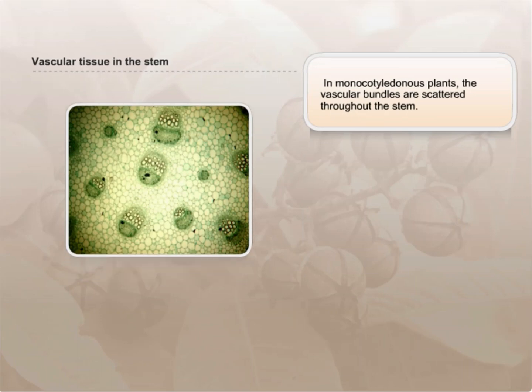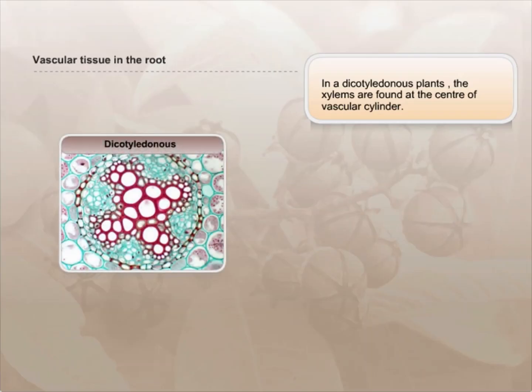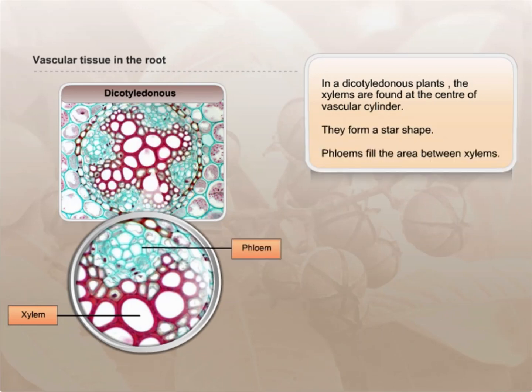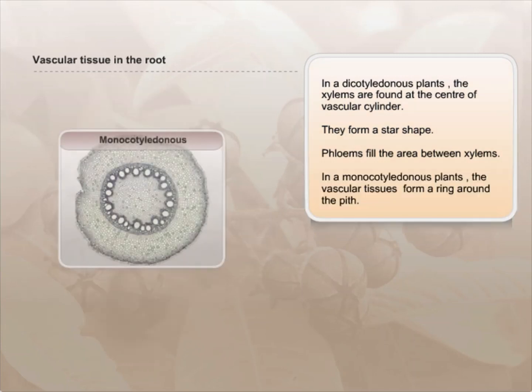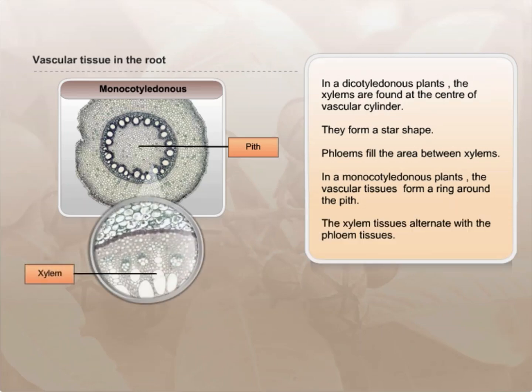In monocotyledonous plants, the vascular bundles are scattered throughout the stem. In dicotyledonous plants, the xylems are found at the center of the vascular cylinder. They form a star shape. Phloems fill the area between xylems. In monocotyledonous plants, the vascular tissues form a ring around the pith. The xylem tissues alternate with the phloem tissues.